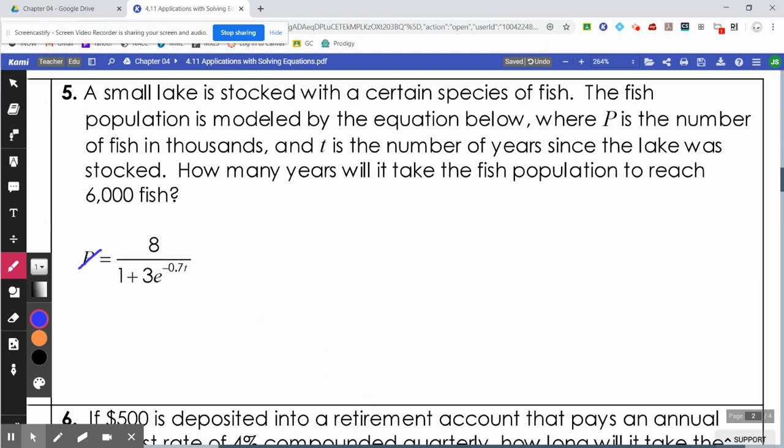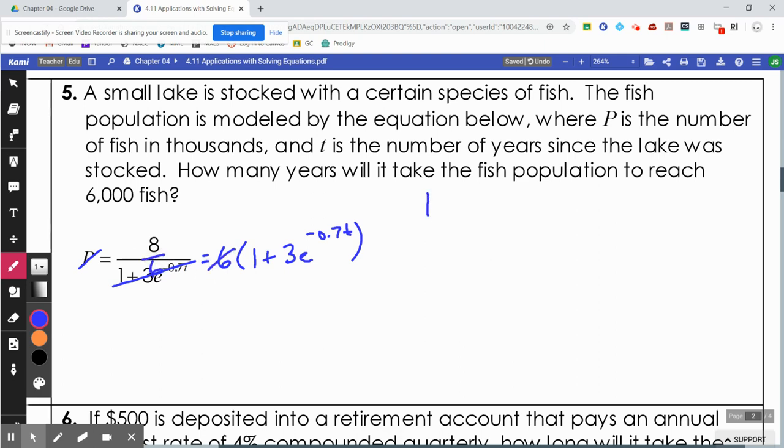So we want to know, when is the population going to reach 6,000? Be careful, because P is the number of fish in thousands. So we're wanting to know, when's it going to reach 6? Because again, P is in thousands, so we're wanting to know 6,000. Get rid of the bottom by multiplying. So that's going to be 1 plus 3e to the negative 0.7t is equal to 8. Then let's get rid of the 6 by dividing by it.